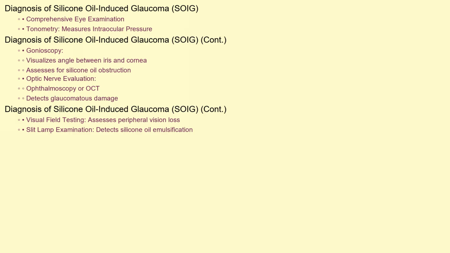Diagnosis of SOG involves a comprehensive eye examination. This includes measuring intraocular pressure using tonometry. Gonioscopy is crucial to visualize the angle between the iris and cornea, where the trabecular meshwork is located, to assess for obstruction by silicone oil. Evaluation of the optic nerve through ophthalmoscopy or optical coherence tomography (OCT) helps detect glaucomatous damage. Visual field testing is also performed to assess peripheral vision loss, which is characteristic of glaucoma. Slit lamp examination is useful to detect silicone oil emulsification.